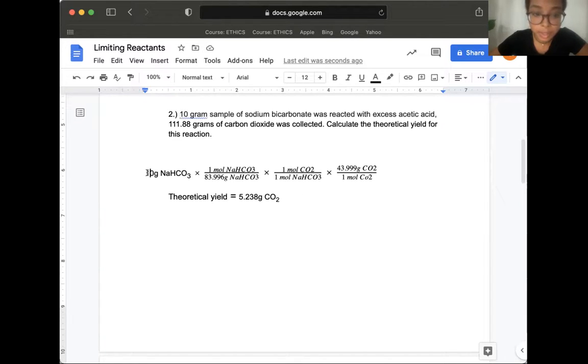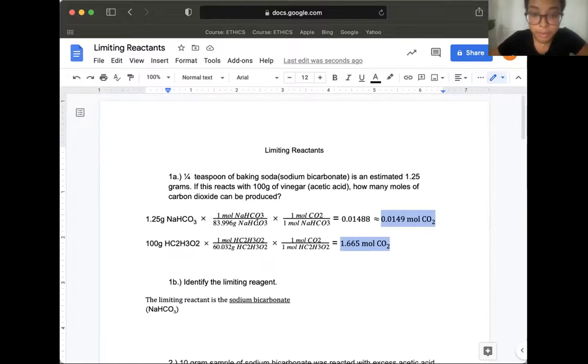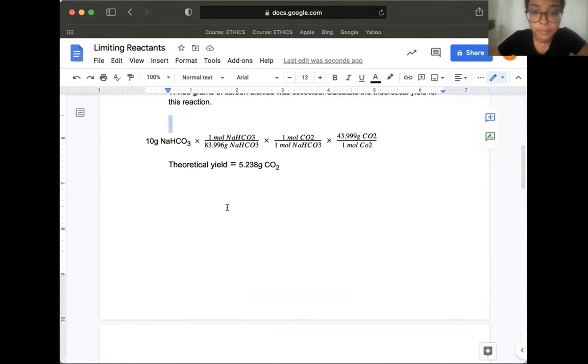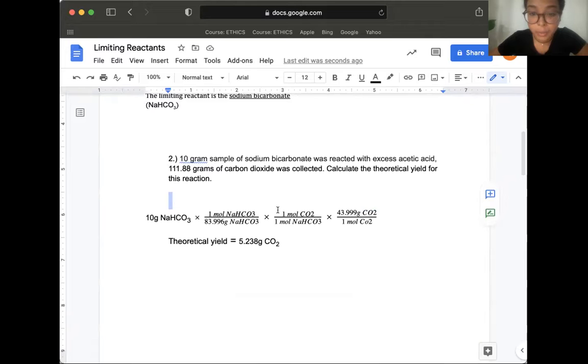So here I have my 10 grams of baking soda, sodium bicarbonate, multiply that by the mole of sodium bicarbonate to convert it from grams to moles. 83.996 is the molar mass, as we know from up here as well. You multiply that by the moles, these two will cancel out. So you're trying to get that into grams again, but grams of carbon dioxide. And then multiply by the molar mass of carbon dioxide to get the full grams of carbon dioxide. So these two cancel out.